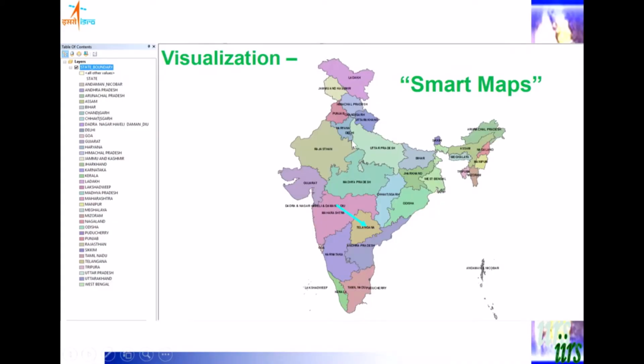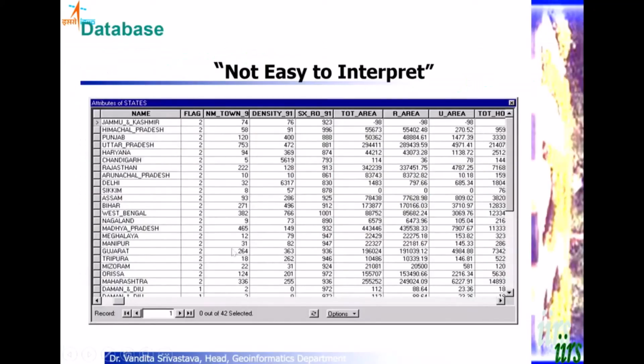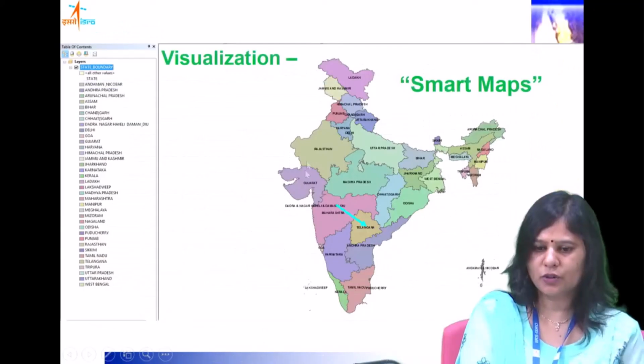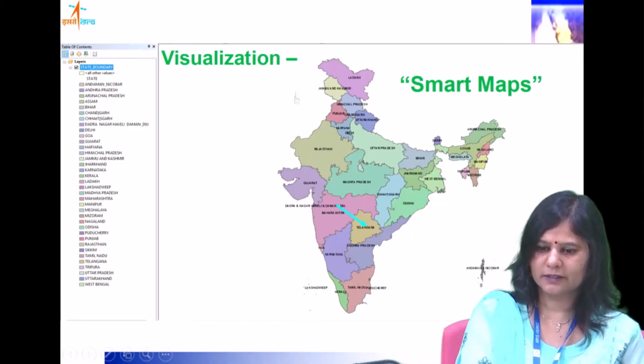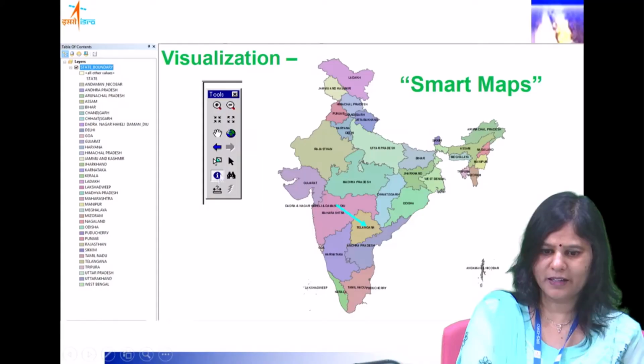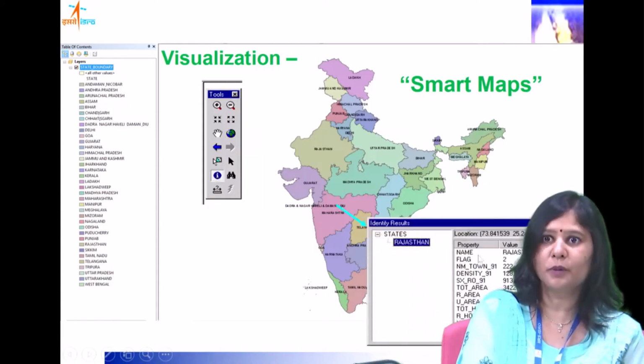But the moment you put this information in the geographic platform, because all of these states have latitude, longitude and some areal extent, the moment you display it as a map, and this map is a smart map, you can just click here, there is an identify button here, you can click it and you get all the relevant information.